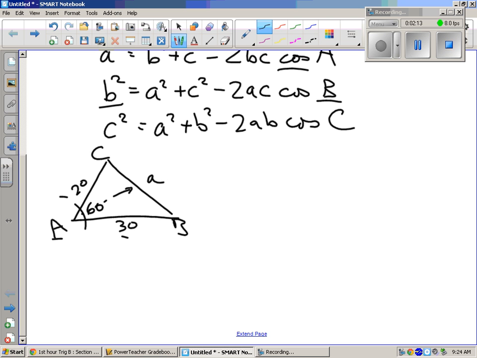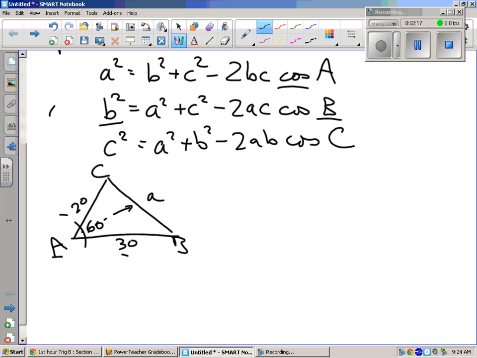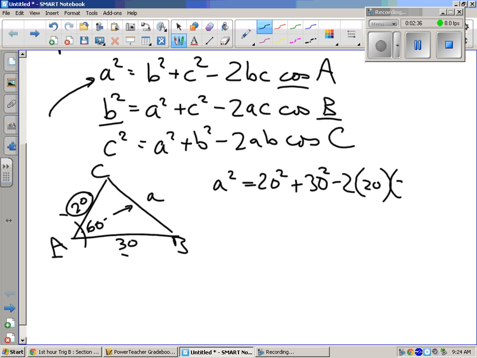Okay, so to find little a, I'm going to use this formula because I need to solve for little a, so I want that to be the one that's by itself. So let's write down a squared equals, now b squared would be 20 squared, c squared would be 30 squared, minus 2bc, and then cosine of A, which we said was 60.